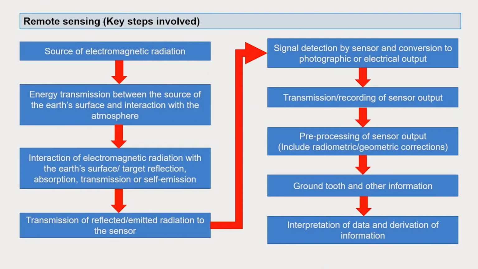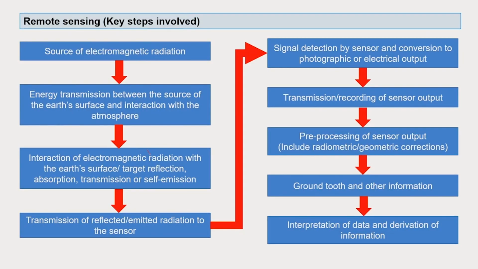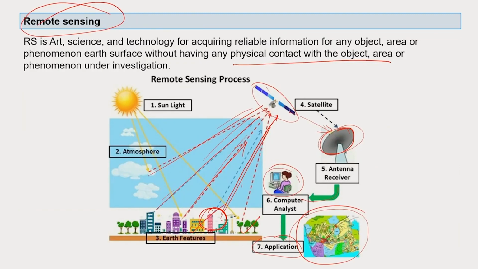Okay? So energy transmission is taking place between the source and the earth surface, a building, a vegetation, maybe a crop field, forest area, and that signal passes through the atmosphere. So, definitely there will be some interaction before it reaches the satellite up there. Next, interaction of this electromagnetic radiation with the Earth's surface. There will be absorption, there will be transmission, or sometimes even self emission by trees and buildings, etc.